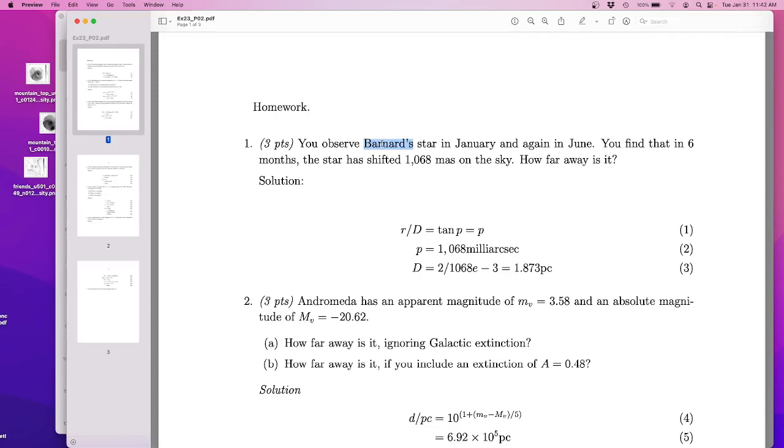So most people got this one just fine. A couple of you had a 2 in the wrong spot. Let me show you where that 2 is supposed to be. So here's the sun. Let's make the sun yellow, because I can. Here's the Earth in January. Here's the Earth in June. What is the distance from here to here? 2 AU.